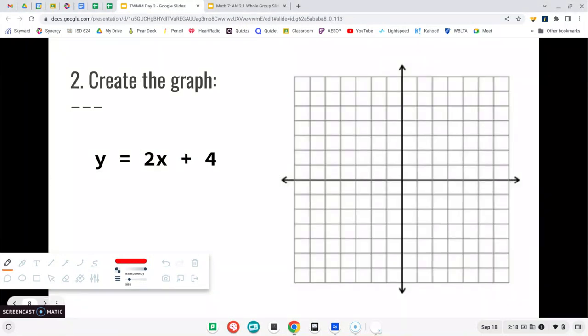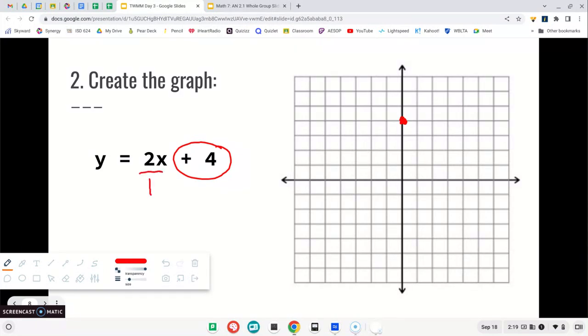Next, we have y equals 2x plus 4. So again, I'm going to start with my y-intercept of +4. 1, 2, 3, 4 is my first point. Now, my slope is 2. But remember, we need that rise and that run to help us find the next point on the graph.